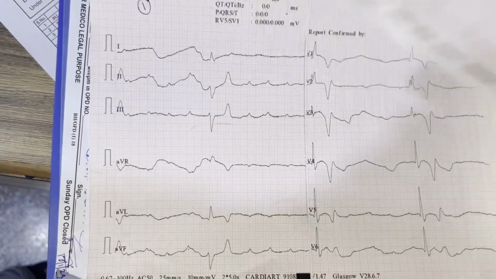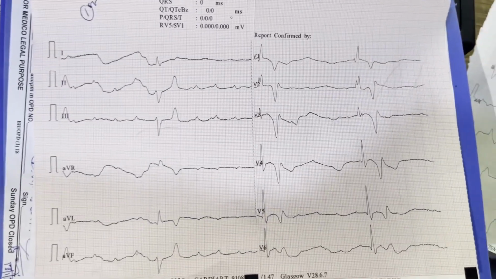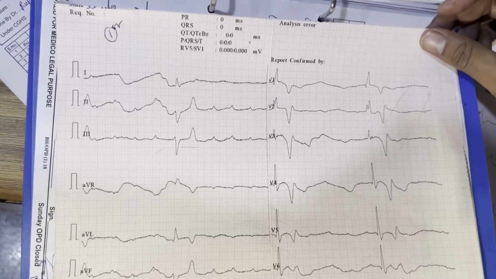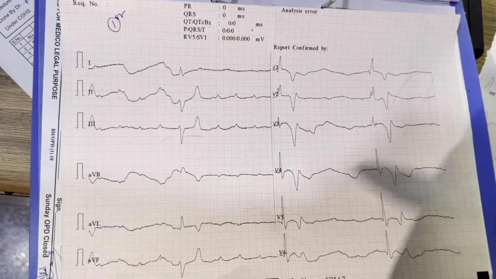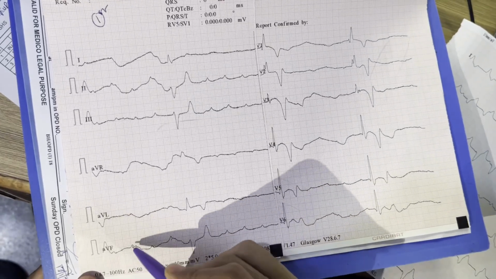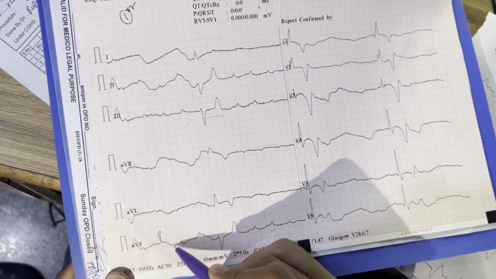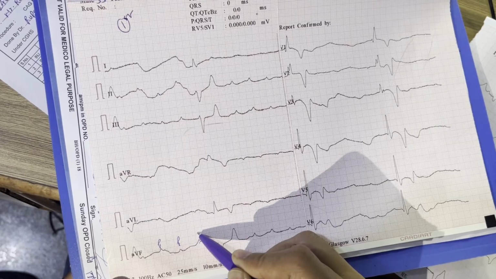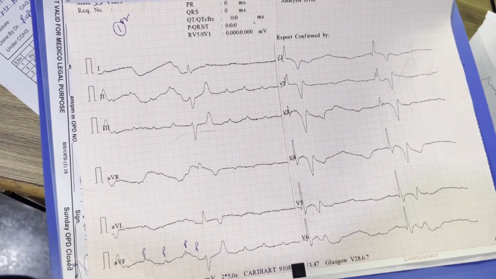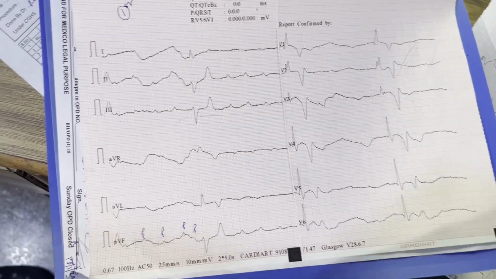So now I'll come to our case which we saw this morning. This is a case presented with shortness of breath in the emergency and heart rate was recorded low. So looking at this ECG, you can see there's a P wave, but there's no QRS. Again P wave, no QRS. Again, this is a P wave, but not followed by a QRS.